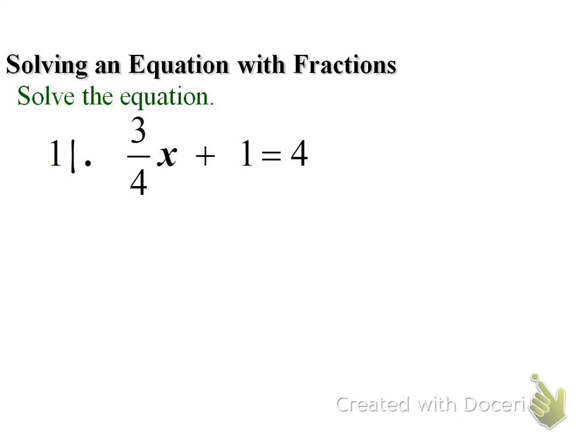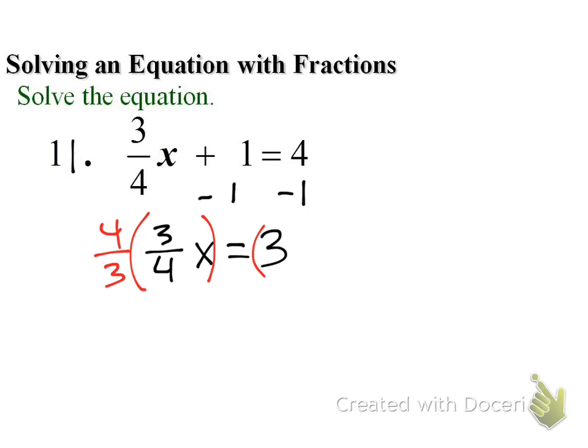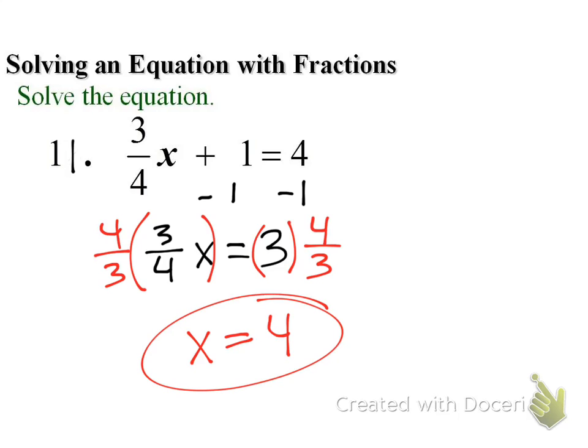All right, number 11 also involves some fractions. How would you guys start this one? And again, there's a couple of different ways you could do this one. Subtract the 1. Yeah, I would just subtract the 1. So you have 3/4 x equals 3. What would you do next? Multiply each side by 4 over 3. Yeah, you got to flip it and multiply. So multiply both sides by the reciprocal. And what would you end up getting? 4, good. What are your questions on this one?